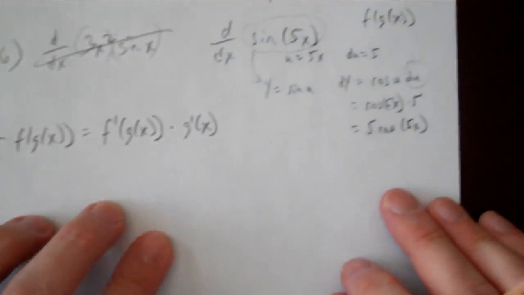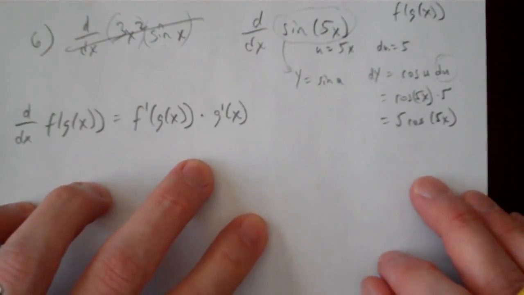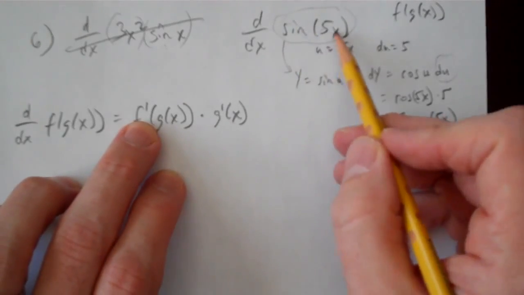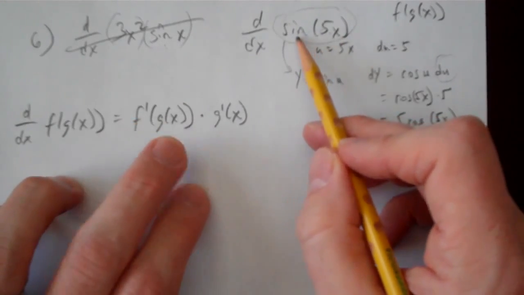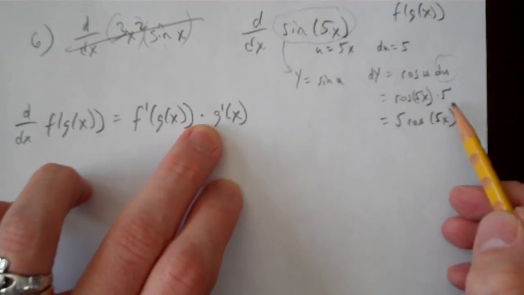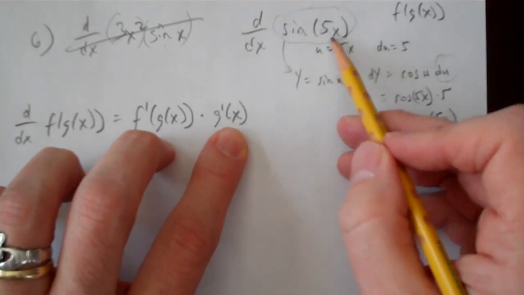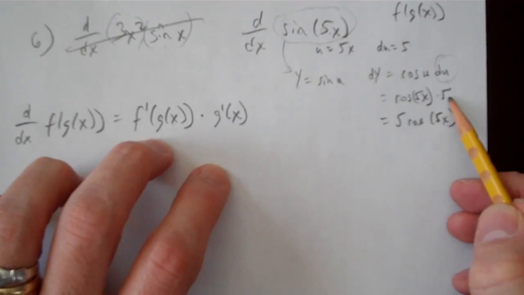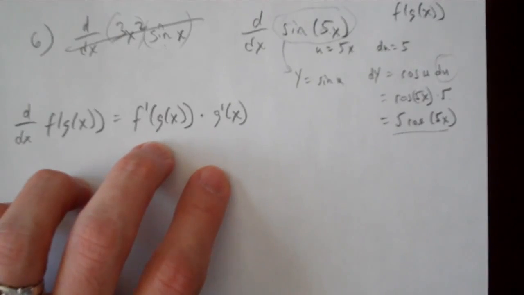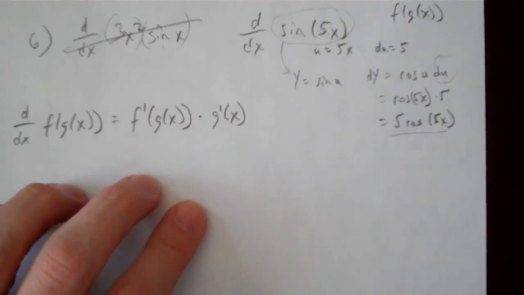Think about how this relates to what we did over here. We took the derivative of the outer function, the f prime of that 5x. So the derivative of the sine of 5x is cosine of 5x times the derivative of that inner part. The derivative of the 5x is just equal to 5. I just made this look this way because that's how you typically see it in math texts. That's idea number 6.